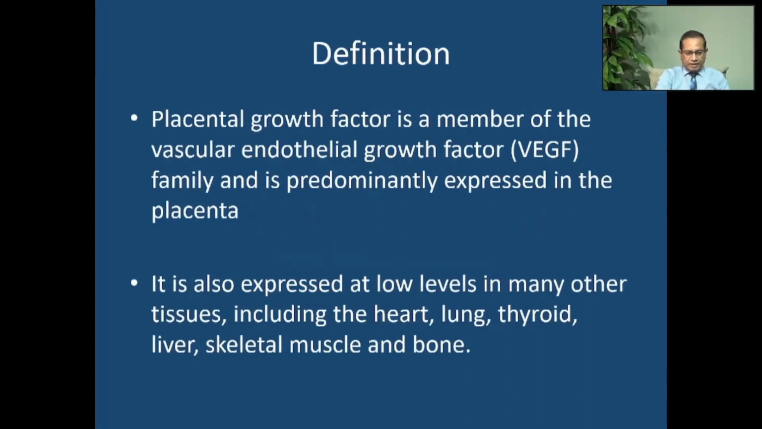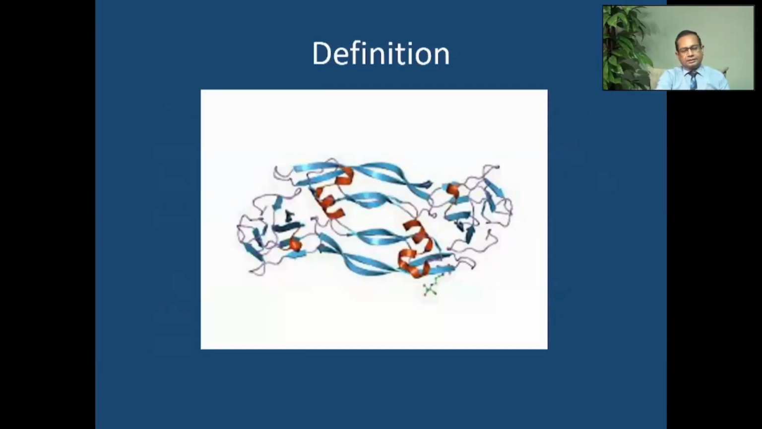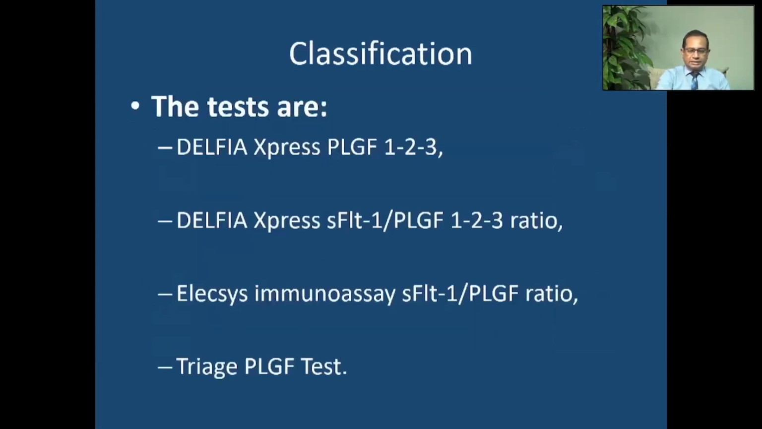Placental growth factor is a member of the vascular endothelial growth factor family and is predominantly expressed in the placenta. It is also expressed at low levels in many other tissues including the heart, lung, thyroid, liver, skeletal muscle and bone. This is a molecular picture of placental growth factor. There are 4 tests, and I am not going into detail of these tests. There are various tests, and the placental growth factor test, the PlGF test, is the commonly used one.